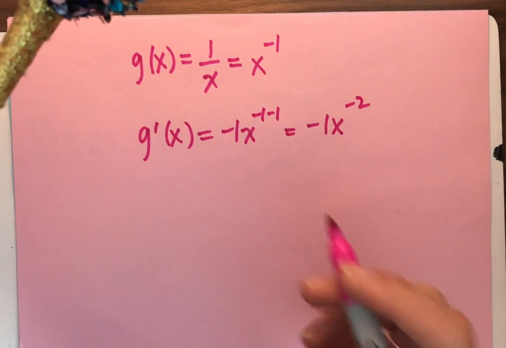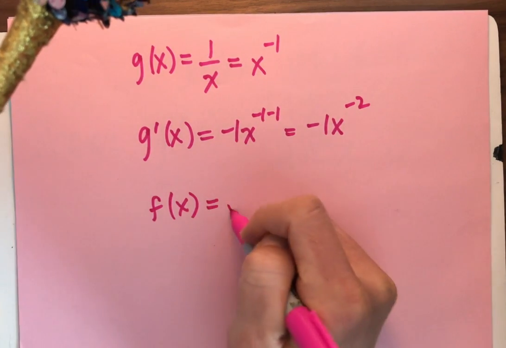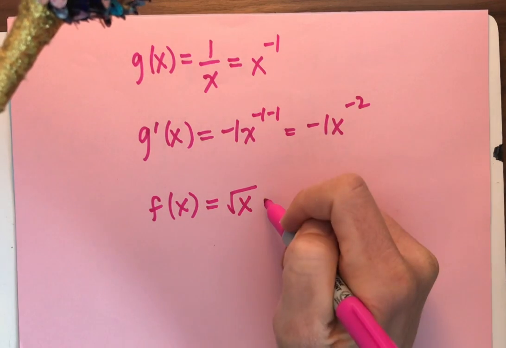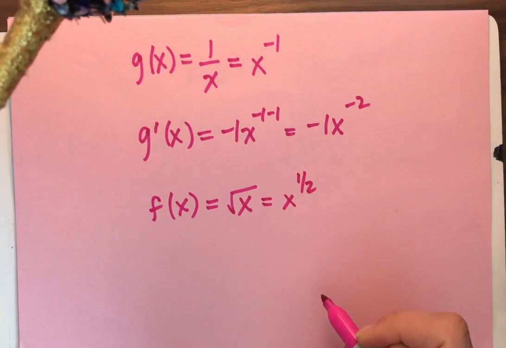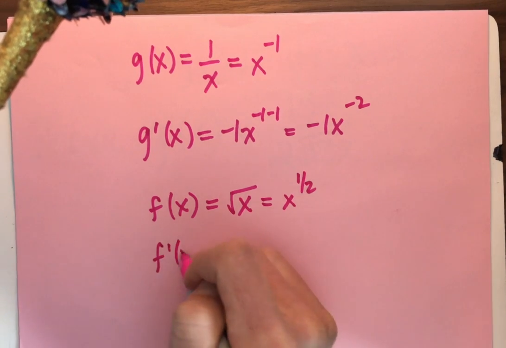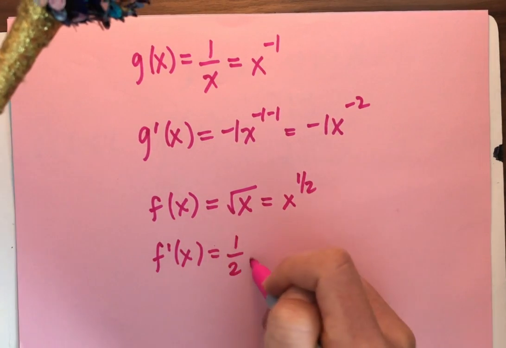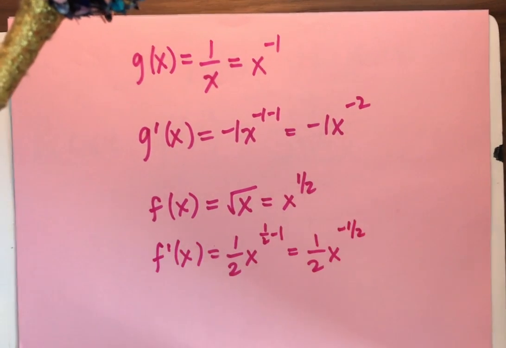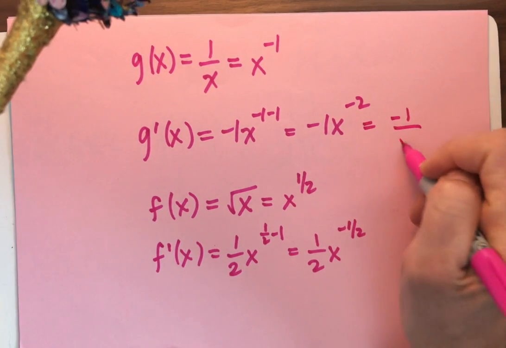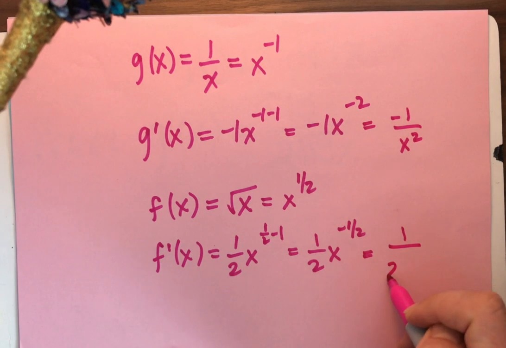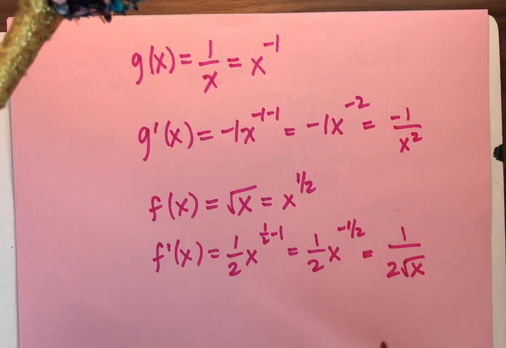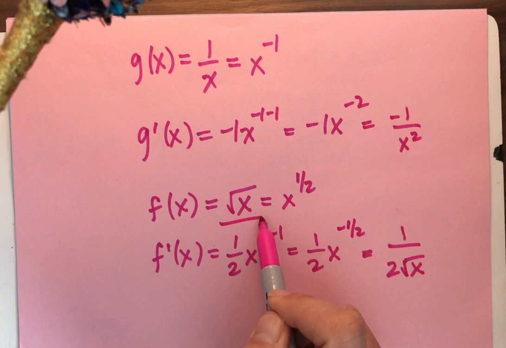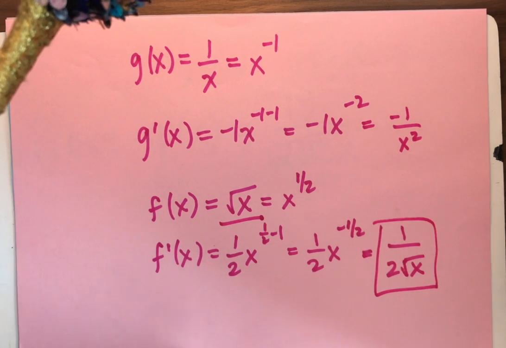Now, a second example we saw was a square root. The square root we rewrote as x to the 1/2 power. So taking the derivative using our shortcut rule, we have 1/2 x to the 1/2 minus 1, 1/2 x to the negative 1/2 power. Now in both of these functions, we end up with negative 1 over x squared and 1 over 2 times the square root of x. So given a radical function, the derivative ends up being something rational with the square root in the denominator.